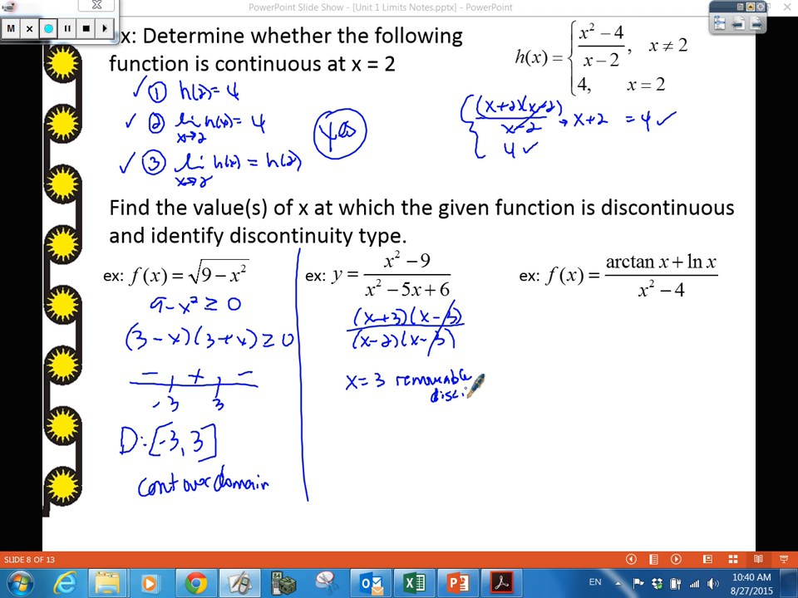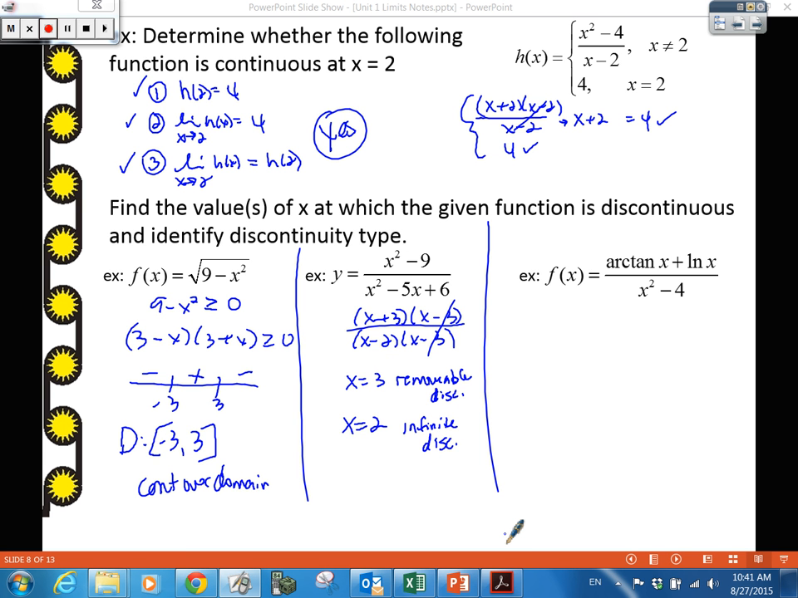Okay. Any other discontinuities? We have a discontinuity at 2, don't we? And that is an infinite discontinuity because that's a vertical asymptote that's there. So this is an infinite discontinuity. Any other problems we need to be aware of? Is there a problem at negative 3? No, it's okay if that's 0, right? That's not a problem. So these are our discontinuities.